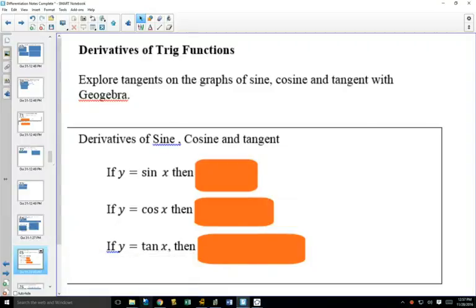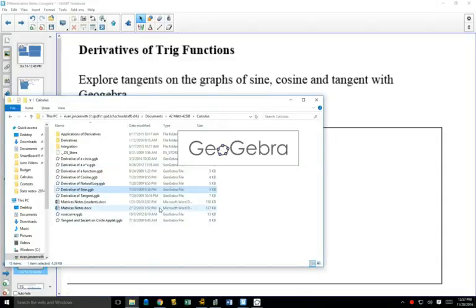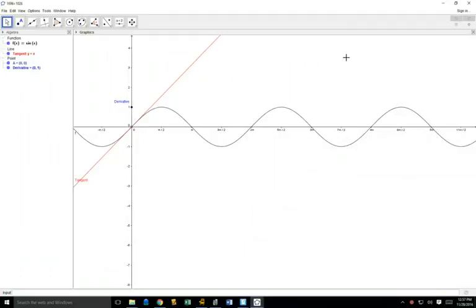All right. So, again, I'm going to take you to that app. We're going to look at sine, cos, and tangent. We'll start with sine. So the black graph is our graph of sine.